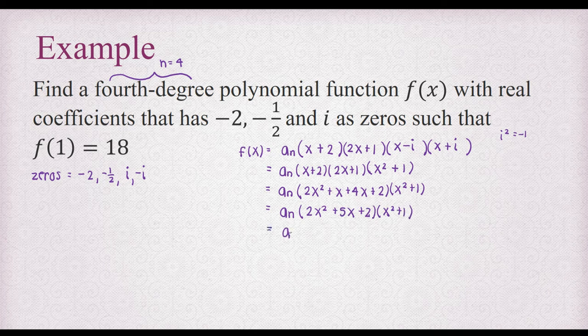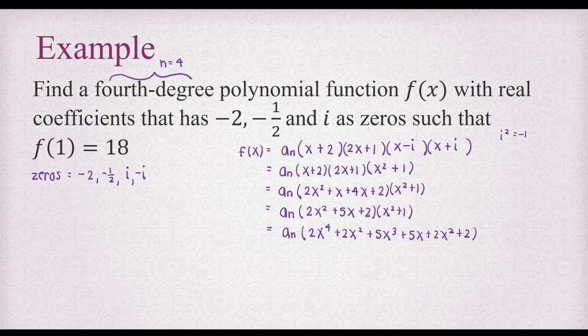So I keep that a sub n, but now I multiply 2x squared times x squared. So that gives me 2x to the 4th. We have 2x squared times 1, so 2x squared. We have 5x times x squared, so that gives me a 5x to the 3rd. We have 5x times 1, so that's 5x. We have 2 times x squared, so that's 2x squared. And we have 2 times 1, so 2.